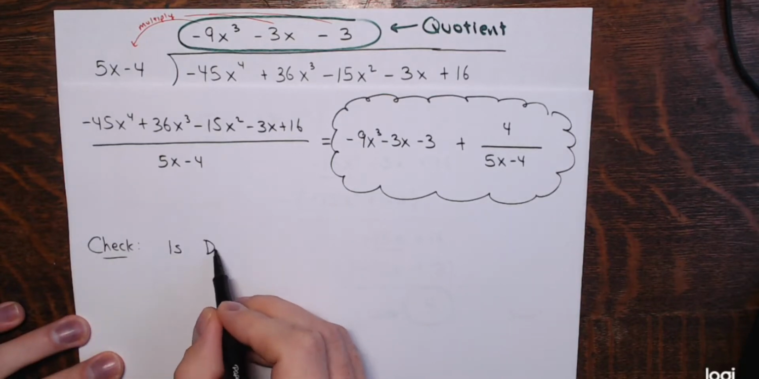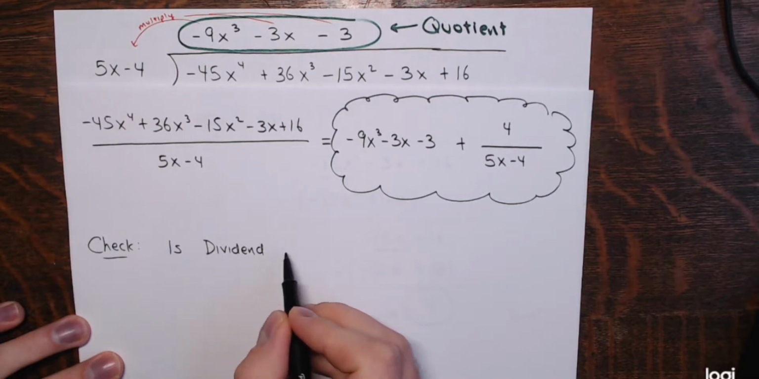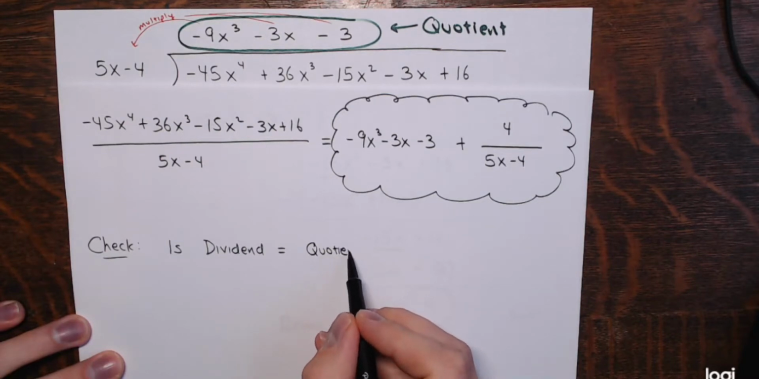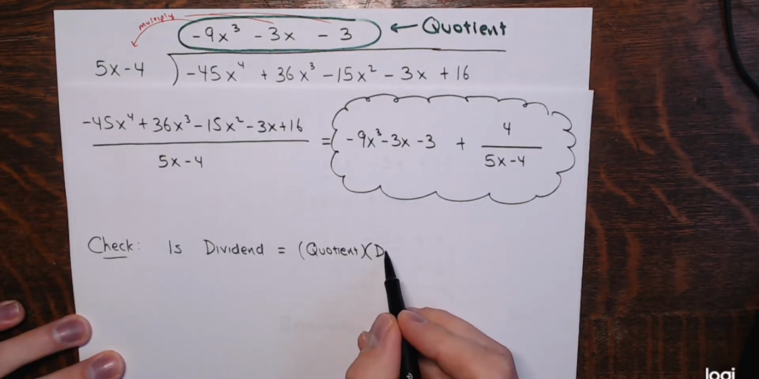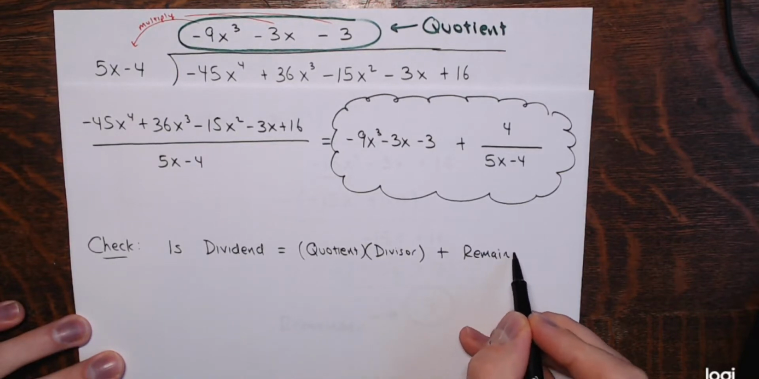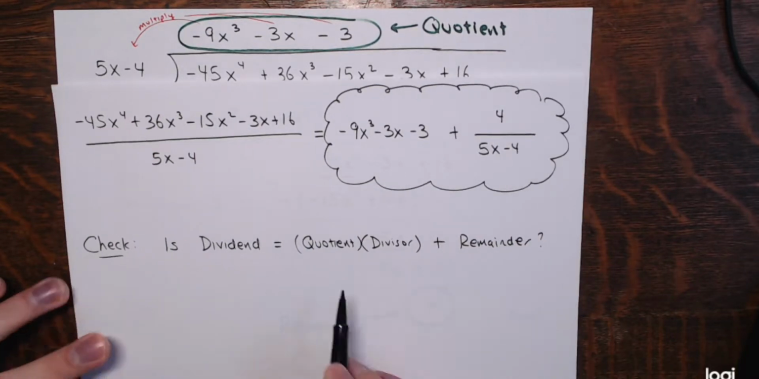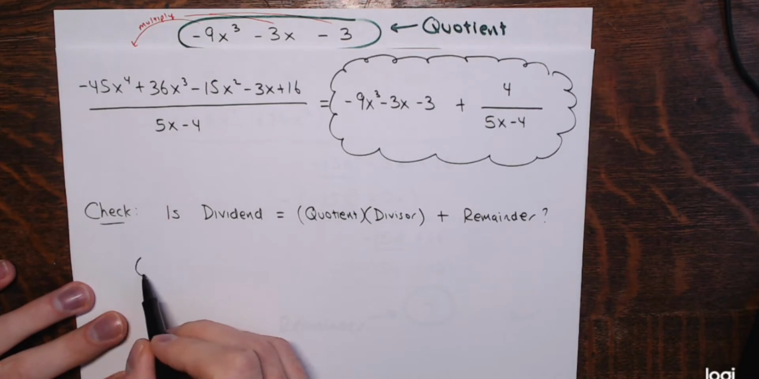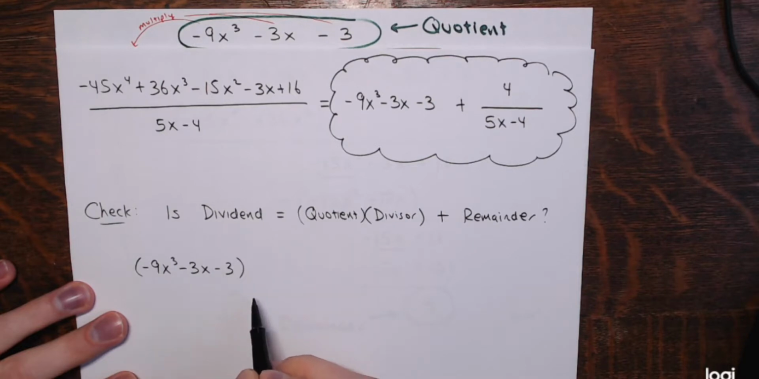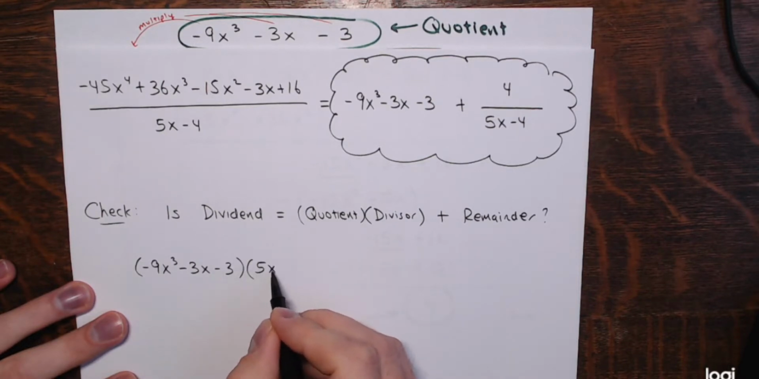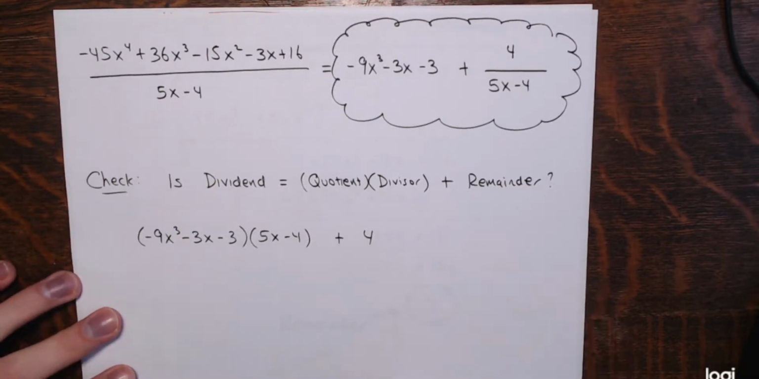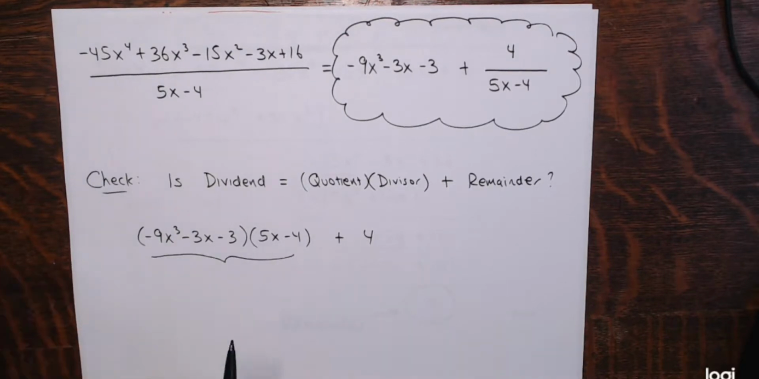Is the dividend, write it out one more time, is the dividend equal to the quotient times the divisor plus the remainder? All right, so let's do quotient times divisor. So that's negative 9x cubed minus 3x minus 3 times the divisor 5x minus 4, and then we're going to add the remainder to it, plus 4 afterwards. Now multiplying these two will require a lot of distributing.